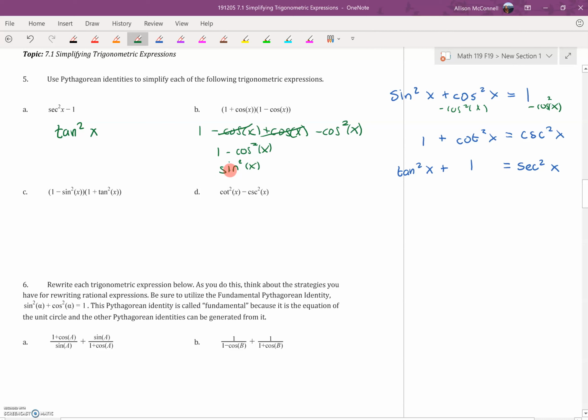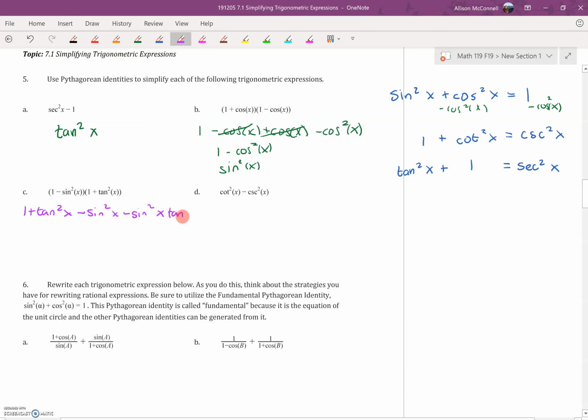So I'm going to show you an unproductive way. I'm not going to show you the productive way for C, but because I had just done the complex conjugates aspect of part B, I was thinking to myself, I'm going to go ahead and distribute for part C. Multiplying seems to work well. I went ahead and distributed, and I ended up getting 1 plus tangent squared x minus sine squared x minus sine squared x tan squared x.